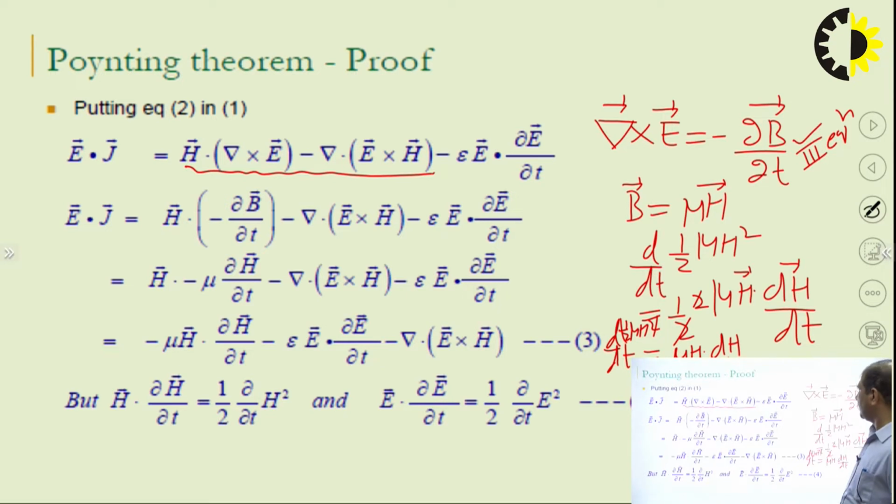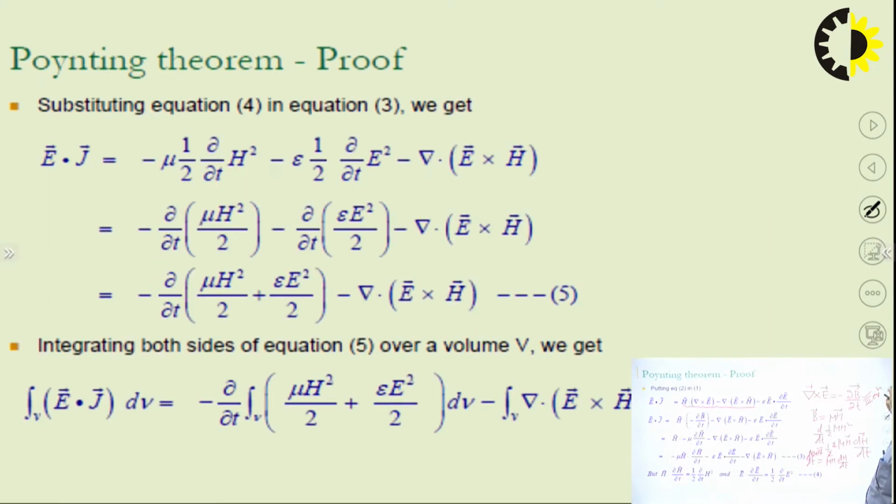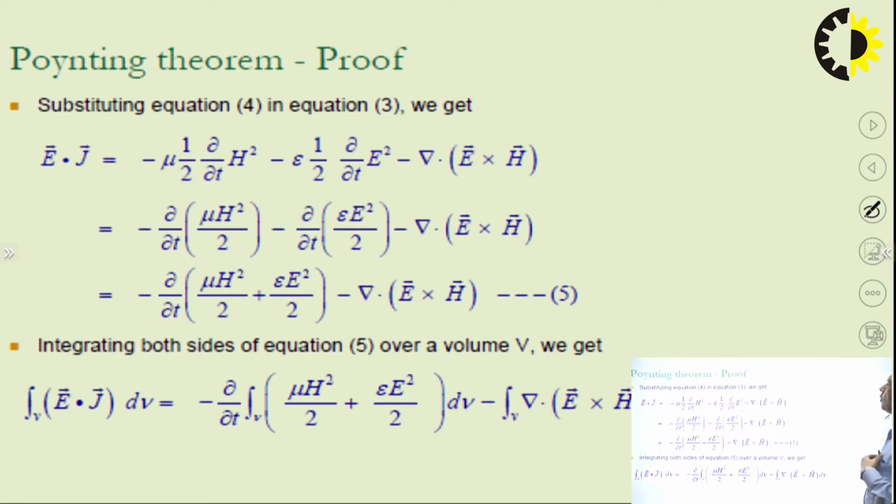Similarly, we can write for E dot dE by dt is equal to half of d over dt into E square. Now substituting all these values from equation number 4 in equation number 3, we will get E dot J is equal to minus mu half d over dt H square minus epsilon half d over dt E square minus divergence of E cross H.